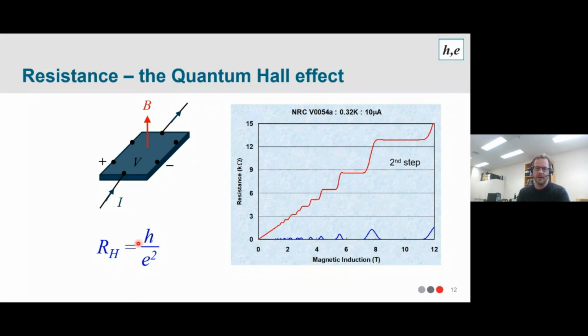And in this case, we can shift the magnetic field, and we can produce a resistance that is quantized, and we can select a step that we operate on. And so the resistance in this case is related to h over e squared, which is actually called the von Klitzing constant.